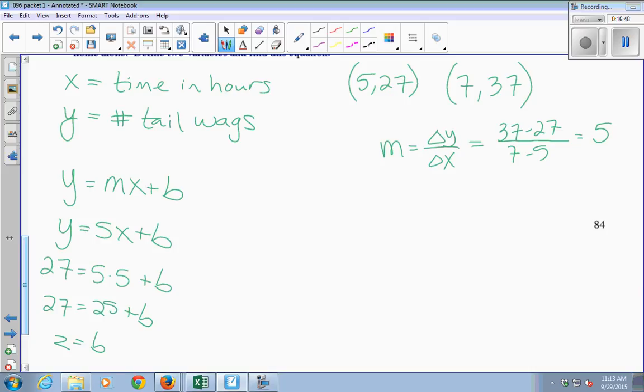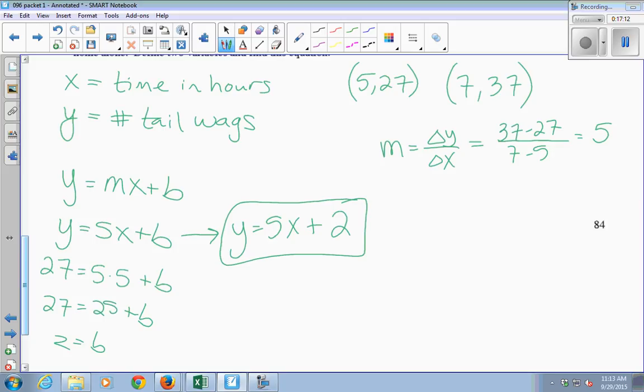Should I circle that and be done? Put it in the equation, right? That's not the answer. It's a piece of the equation that I was looking for. I've got to go back up to my equation. Y equals 5x plus, now I know what b is, it's 2. Y equals 5x plus 2.